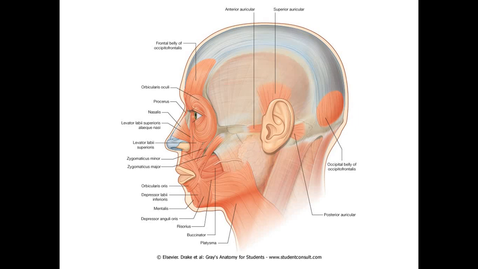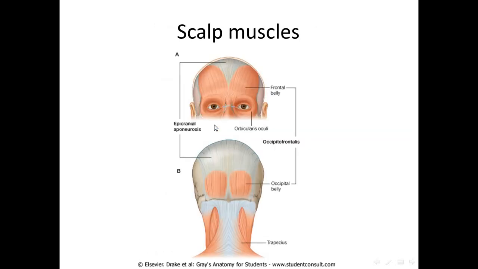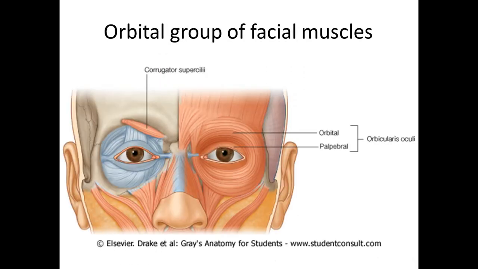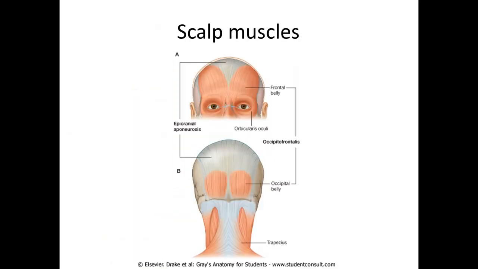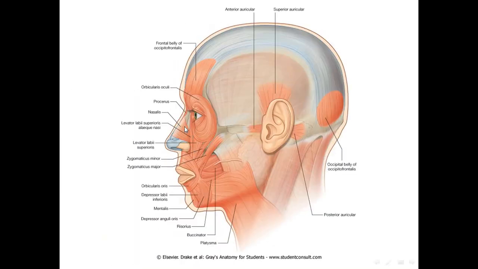Here we review what we have learned about the muscles of the scalp and face. Occipitofrontalis, occipital belly, frontal belly, epicranial aponeurosis. Then below the temporal fascia is the temporalis. The auricular group is the superior, anterior, and posterior auricular muscles. The orbital group is the orbicularis oculi mainly, and the procerus. Sorry, the corrugator supercilii, this small one, but it's not seen on the lateral image. Then the nasal group is the nasalis.